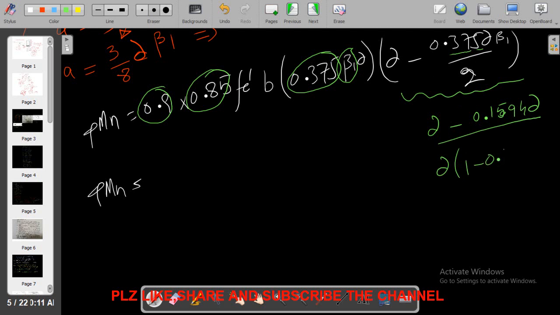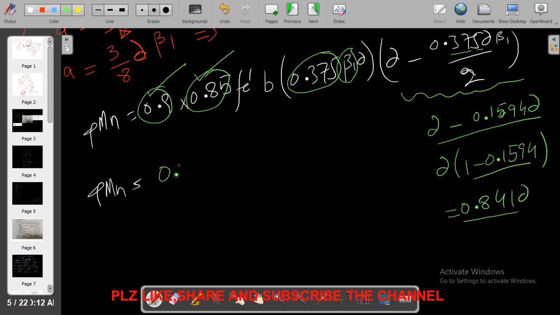Here we were taking d common, so 1 minus 0.1594, and if we subtract this from 1, what we finally got is 0.841 into d. Now this 0.841 will be multiplied with this beta 1, with this 0.375, with 0.85, and with this 0.9, and finally we got 0.205, this fc prime times b times d, which will be multiplied with this d, so that is why it becomes d square.